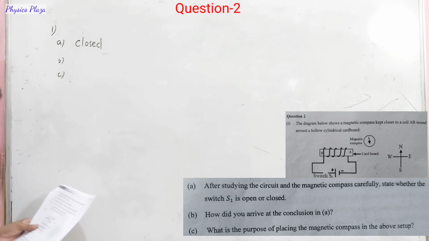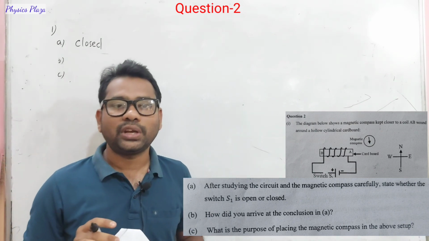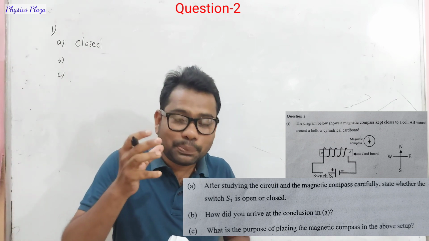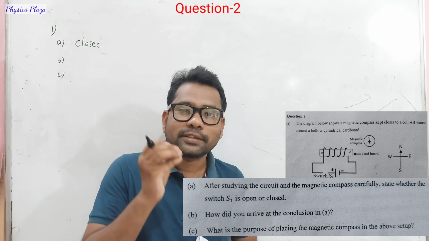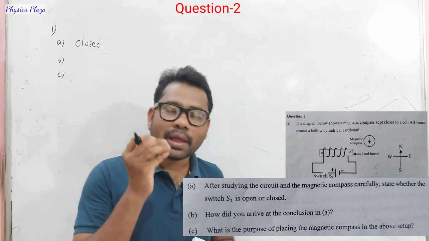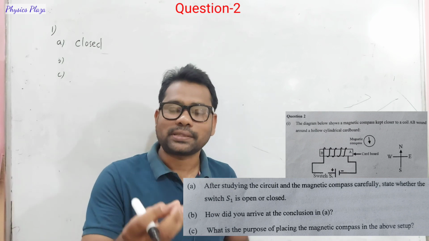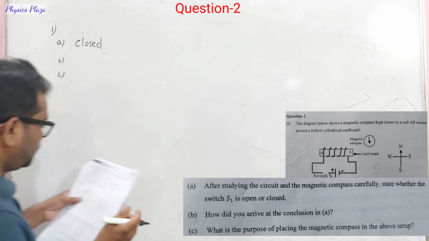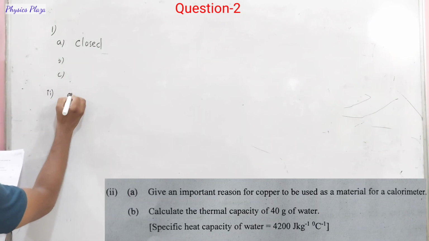And C. What is the purpose of placing the magnetic compass in the above setup? Children, a magnetic compass is placed to know the presence of a magnetic field. That's it. To know the presence of a magnetic field only, a magnetic compass is placed.